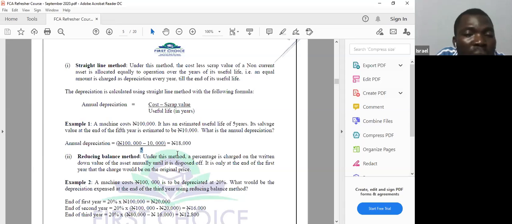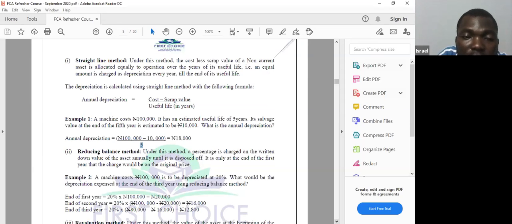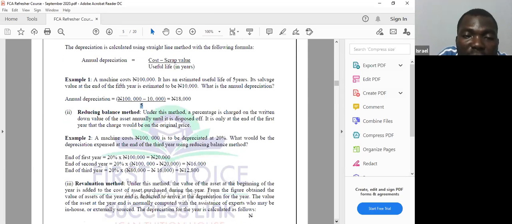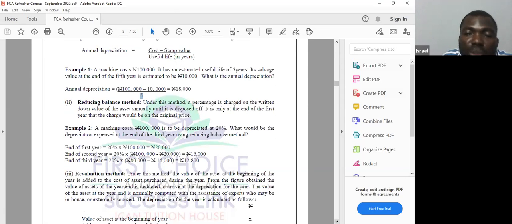So for example, let's look at example 2 to explain that. We have a machine that costs 100,000 to be depreciated over 20 years. Can you see? They give us the number of years in which the asset will depreciate, 20 years. What will be the depreciation expense at the end of the third year using the reducing balance method?